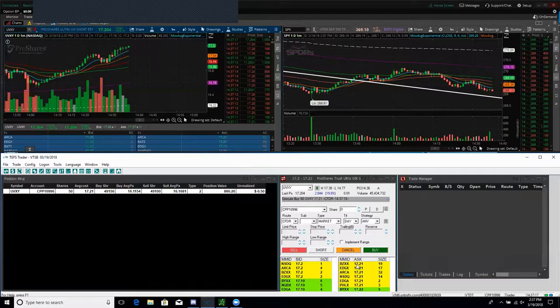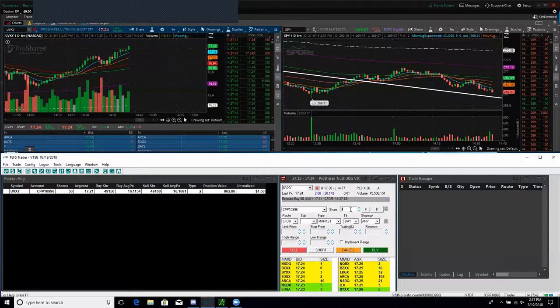As you can see, it goes to 17.21. That was the average cost. That's where I got filled, at 17.21, because that's what the market was offering when I went to buy it. It's actually up. I got filled at 17.21, so I'm up about 2 cents a share right now. So not a lot of money, hardly nothing, but I am actually green on this trade.